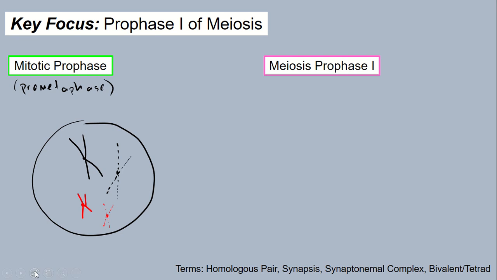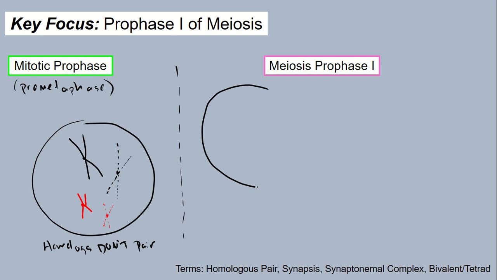One thing you want to notice here is that these homologues in mitotic prophase or prometaphase don't pair up. They're existing really separately, and that's going to be a big contrast between mitotic prophase and what's going on in meiosis in prophase 1. So in meiotic prophase 1, it looks substantially different.